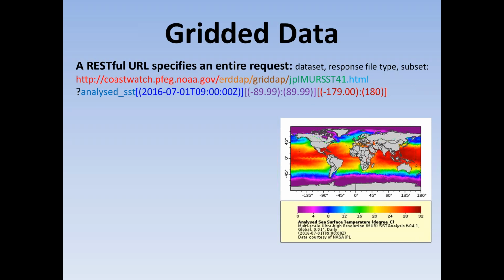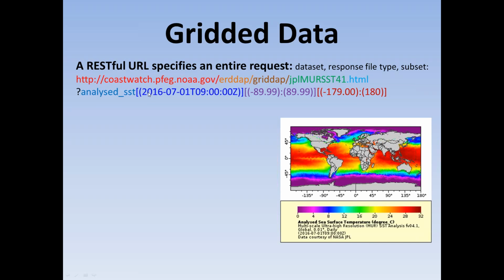So for gridded data sets, a RESTful URL specifies an entire request. So there's the server name, ERDDAP, the fact that it's coming through the gridded part of OPeNDAP here in ERDDAP, the data set name, the file type, and then the actual request. So in this case, it's asking for the multi-dimensional variable that's called analysed_sst, and then here are the dimensions. One is time, then latitude and longitude, which are the dimensions for this data set, for this variable.